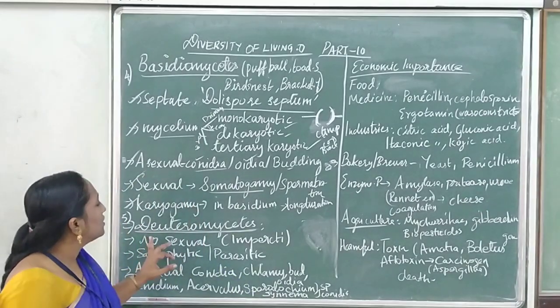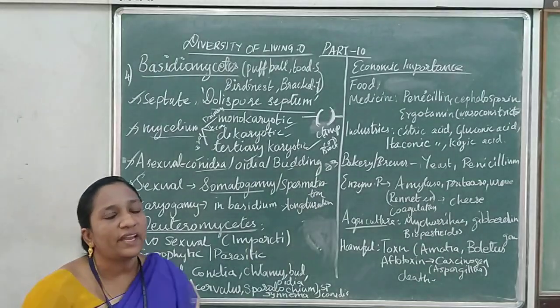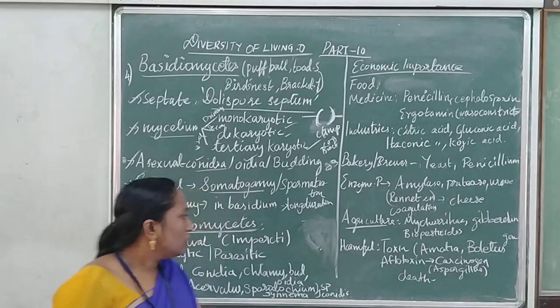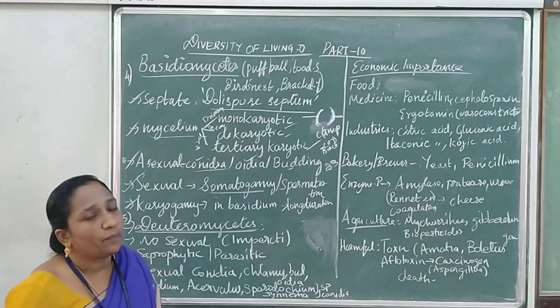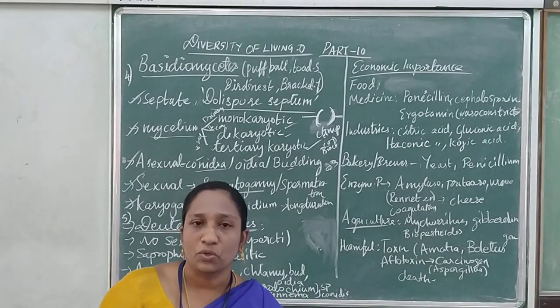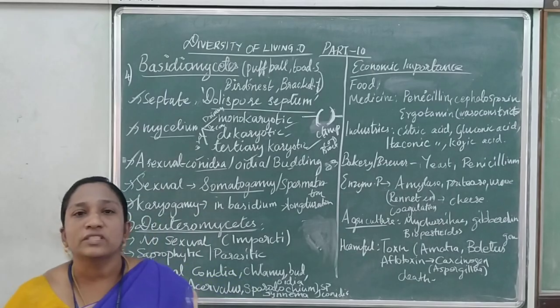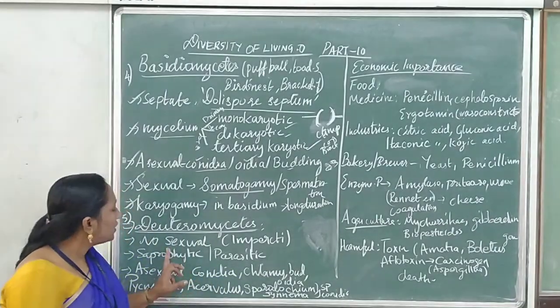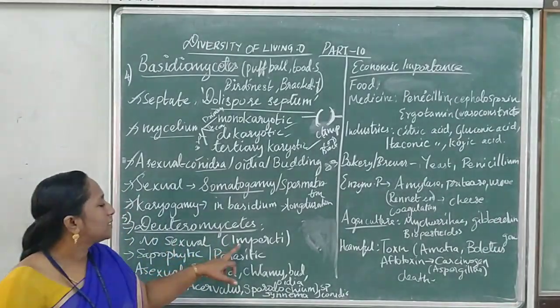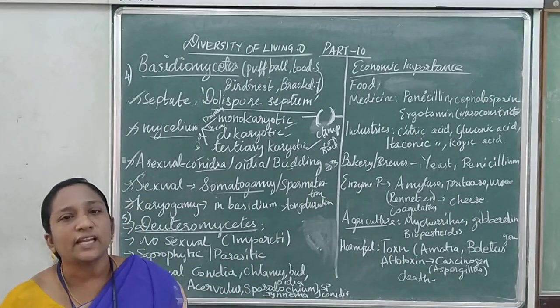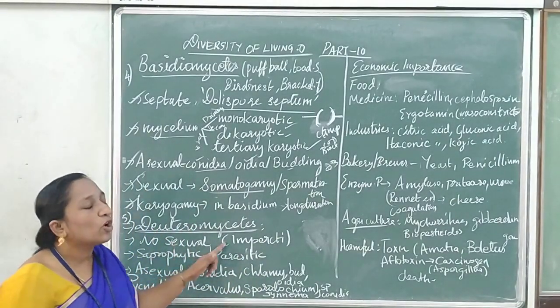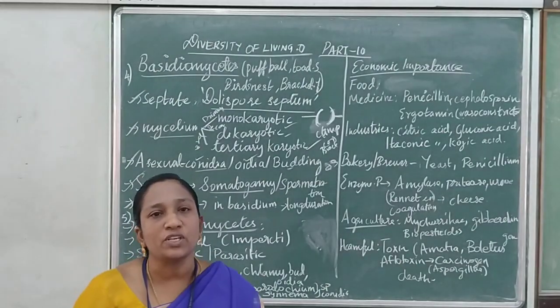And the fifth one is Deuteromycetes. Under the Deuteromycetes, we cannot find any sexual reproduction. So these fungi will not undergo sexual reproduction because of their habitat. So this group is said to be imperfecti. Which group is said to be imperfecti? The Deuteromycetes, because here no sexual reproduction takes place.